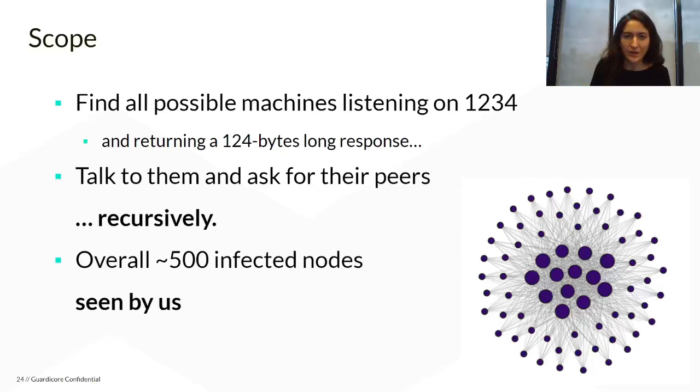And then we took this initial set and we asked each node for its peer list, and then we did this recursively. So we ended up crawling the whole network, and one of our more successful days, we managed to produce this cluster of around 80 nodes. But overall, we saw from the beginning of the campaign around 500 infected nodes in total. There's always a possibility that there were even more nodes and that we were simply not able to reach other clusters. So there might have been even more infected SSH servers that we did not spot.